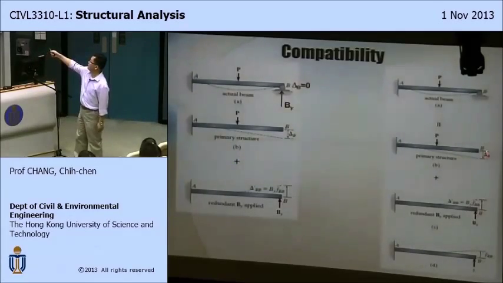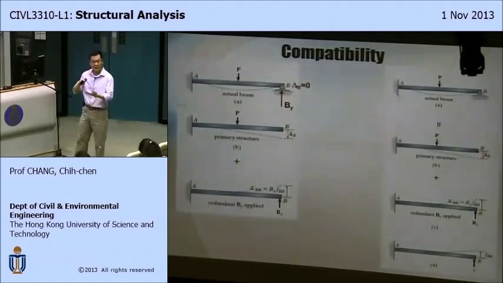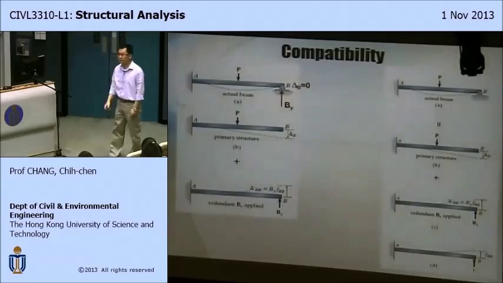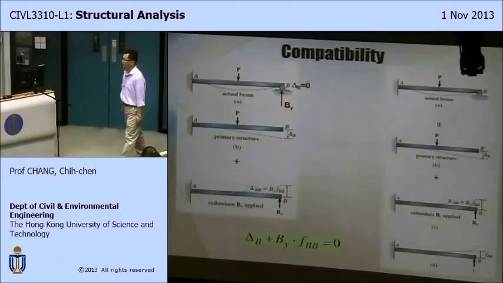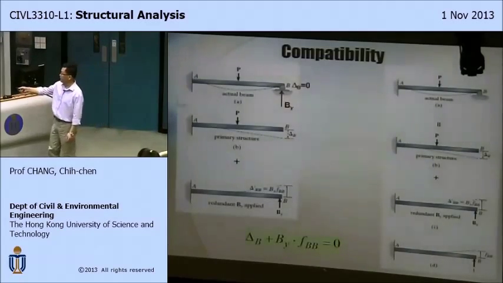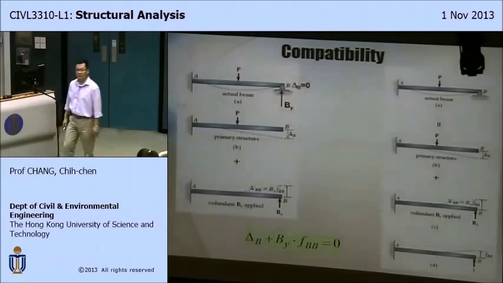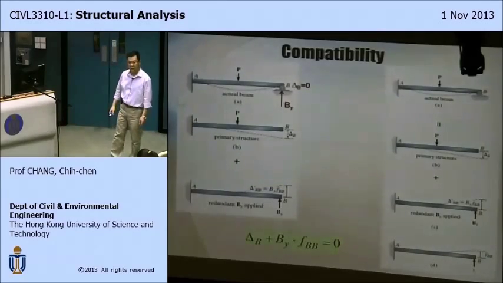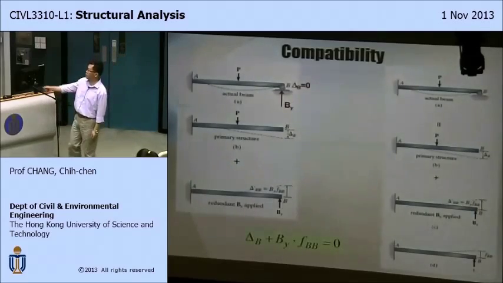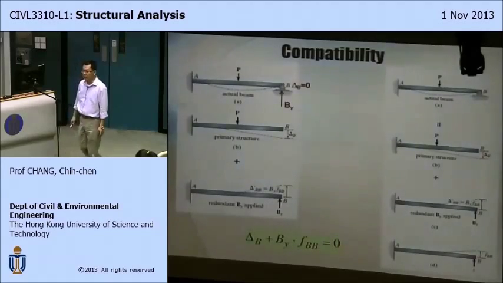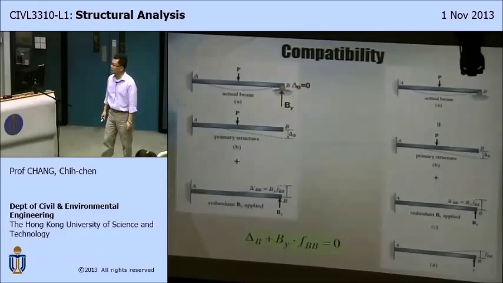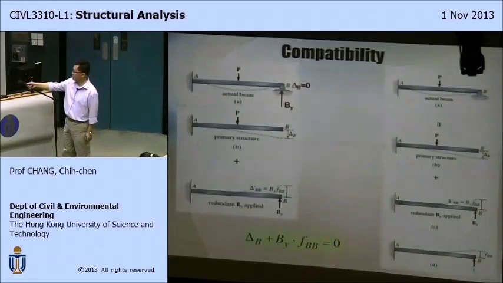So one is pushing down, one is pushing up. If they are equal to each other, then point B is undisturbed, unmoved. So the equation goes like this: Delta B plus By times FBB equals 0. FBB is the flexibility coefficient that we introduced at the end of the last chapter. Loading at B, displacement at B. The loading is magnitude 1, and the displacement at B. So this is called the flexibility coefficient.